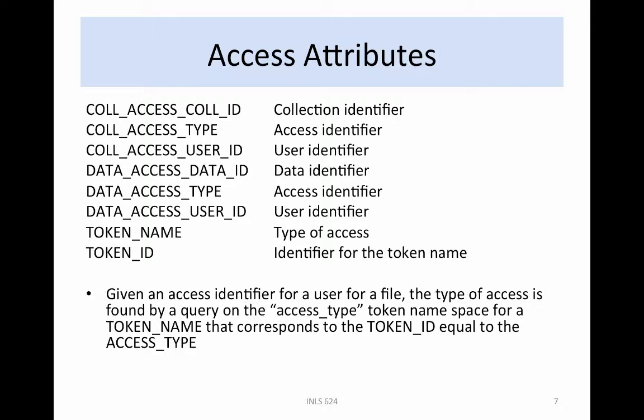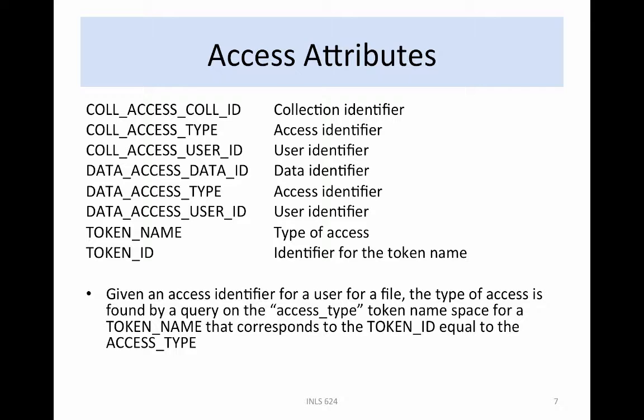The attribute names associated with access controls are defined in a triple, the object, the access control, and the user. Coll access coll ID is a collection identifier that is being controlled. Coll access type is the identifier for the type of access. Coll access user ID is the identifier for the user whose access is controlled. Similar attributes are used for data. Data access data ID is the file identifier that is being controlled. Data access type is the identifier for the type of access. Data access user ID is the identifier for the user whose access is controlled.